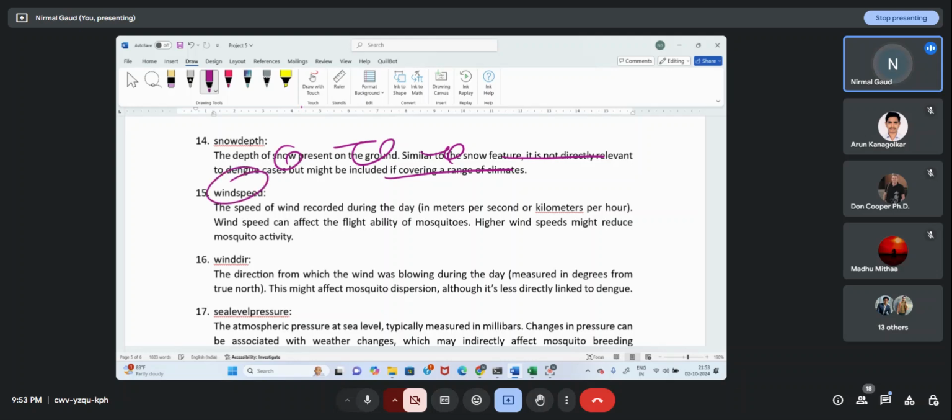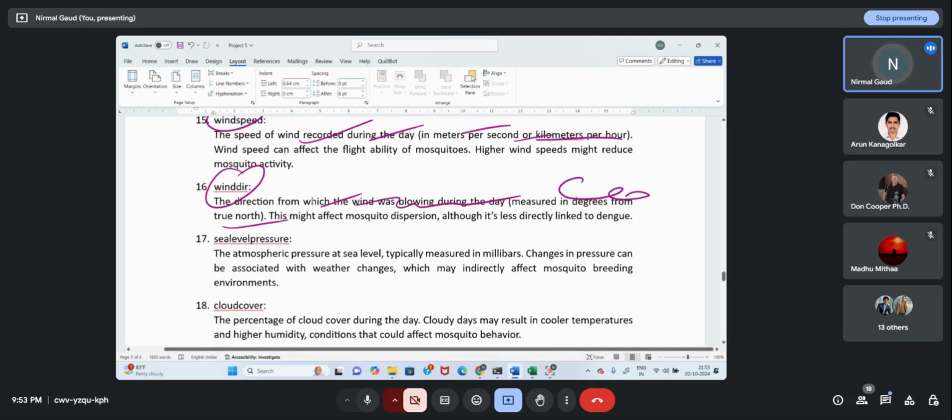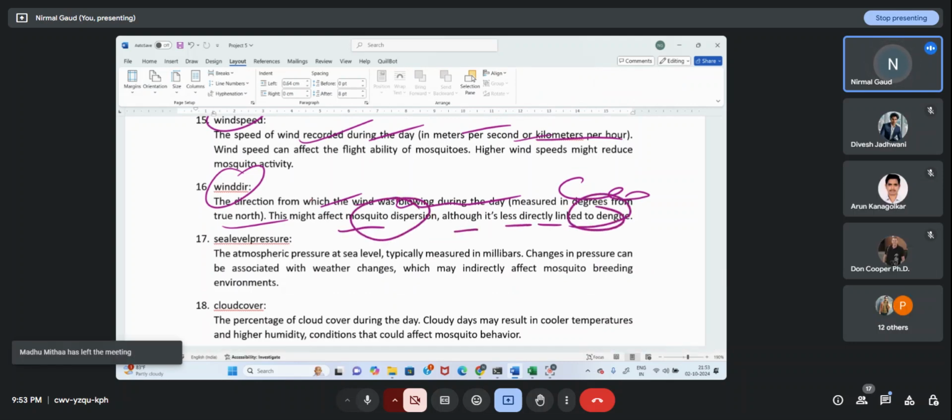Wind speed recorded during that day in meters per second or kilometers per hour. Wind direction, in which it is blowing, measured in degrees from true north. So this might affect mosquito dispersion, although it's less directly linked to dengue. Not directly linked, just these are the environmental conditions we are putting.